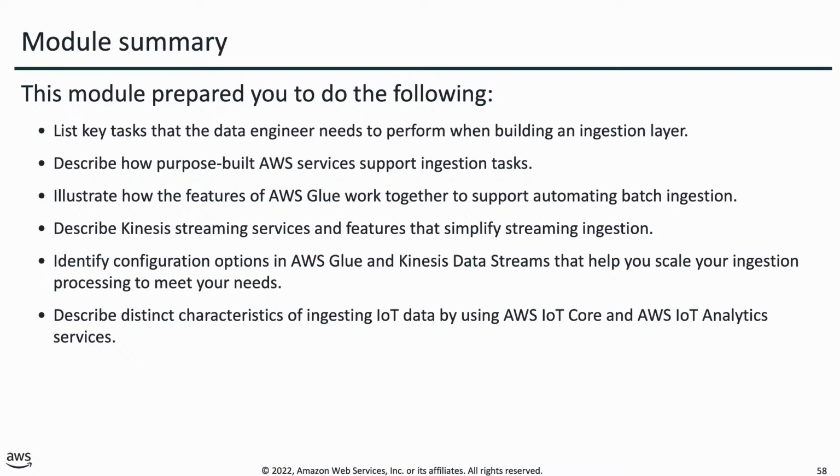We've talked about focusing on processes to build an ingestion layer that supports batch or streaming. We also talked about the different AWS services involved, including ways to simplify batch ingestion tasks like Amazon AppFlow, AWS DMS, DataSync, and AWS Data Exchange. We also talked about AWS Glue and how you can use it to automate batch ingestion.